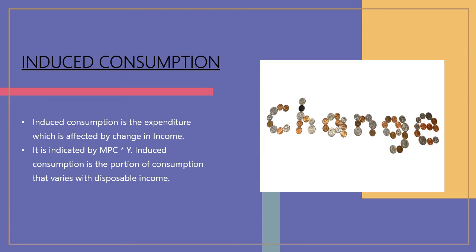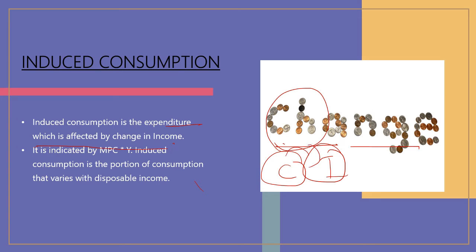ஓகே. Next one is induced consumption. You have two types of consumption. That is one I already told you, autonomous consumption, and another one is induced consumption. What is induced consumption? It is expenditure which is affected by the change in income. If your income change, your consumption will also change. Okay. Your income change ஆகுது அப்படின்னா consumption என்ன ஆகும்? Change ஆகும். Income changes, consumption also changes. That is called as induced consumption.